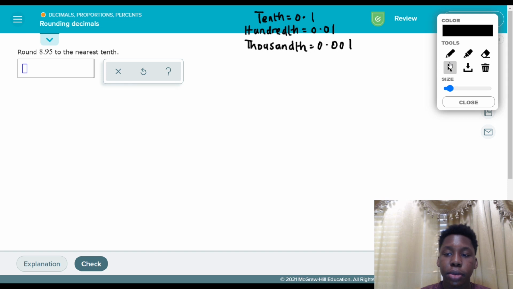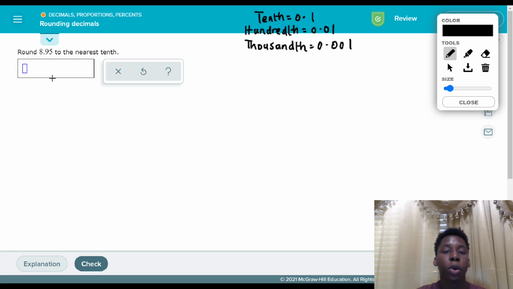Today we'll be working on rounding decimals. I'm sure we might be familiar with what decimal means, but if we're not, decimals basically means numbers with decimal points. In this case, this has a decimal point here. This is 0.95. And in this case, we have to round these decimals.